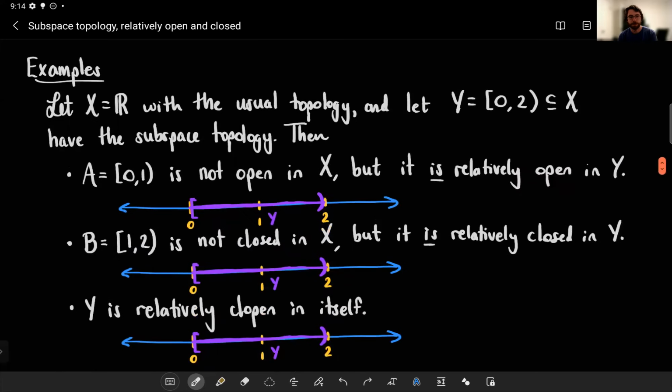One, let's think about the real number line with the usual topology, meaning Euclidean. And let's think about this purple subspace that I've drawn. So the interval from 0 to 2, closed on the left-hand side, open on the right-hand side. So we're going to think of that as a subspace, meaning we're going to imbue it with the subspace topology. And we're going to think about some subsets in particular and see if they're relatively open or closed in this purple subspace Y. First thing we want to look at is the set A, which I've defined as the interval from 0 to 1, closed on one half, open on the other.